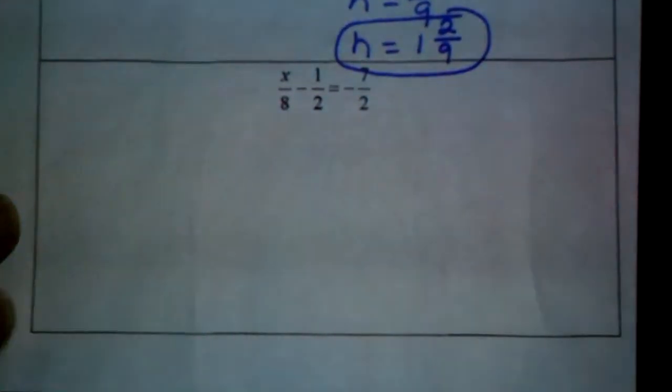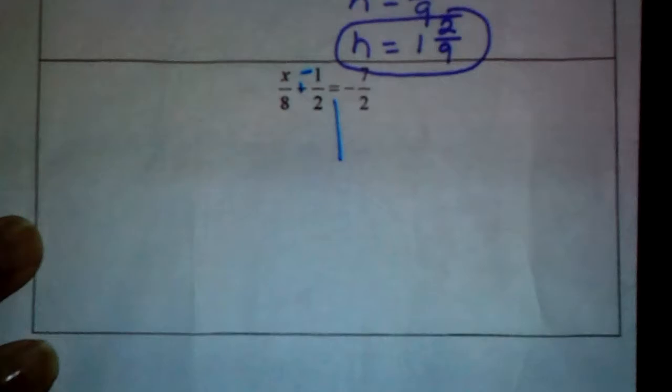Oh, I went into the other one just a tad. That's all right. All right, so we have x divided by 8 minus 1/2 equals a negative 7/2. All right, so we are going to add the opposite here. I'll make the 1 negative. It doesn't matter since it's not a variable.